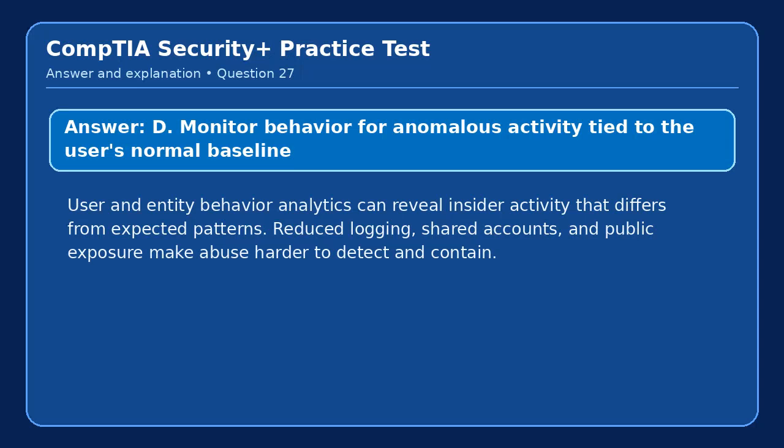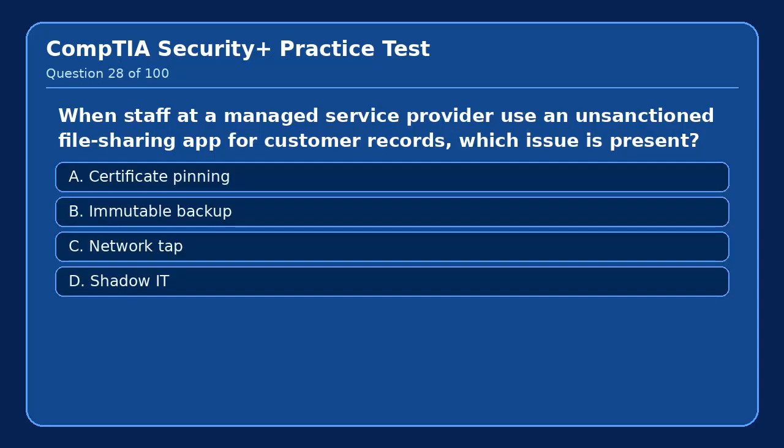Question 29. Which attack uses stolen username password pairs from one breach to try logins at a retail chain's portal? A. Credential stuffing. B. Authentication flood. C. DNS zone transfer. D. Birthday attack. Take a moment to choose your answer.